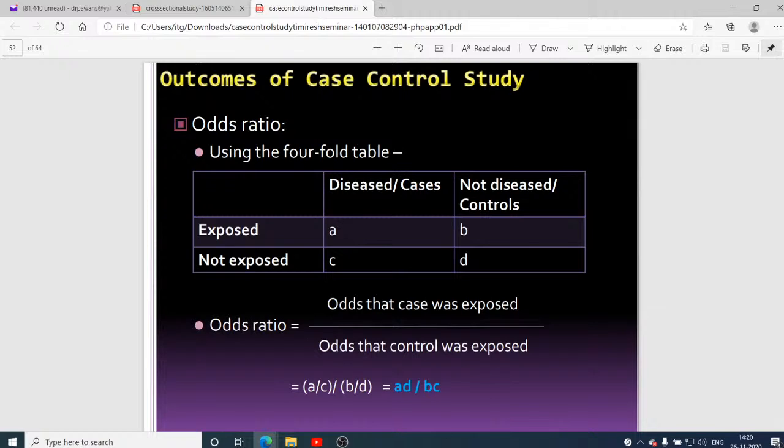So the formula goes like: odds that cases were exposed over odds that controls were exposed. So A divided by C, whole divided by B divided by D, which is equal to AD by BC.